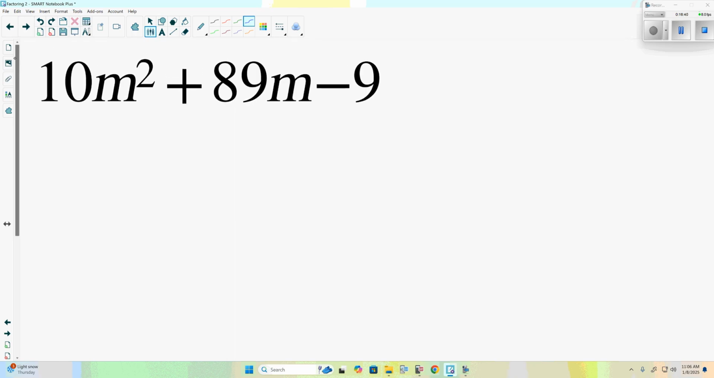I want to look at this one here, because this one is a little bit different than what we've been doing. It is similar. Now, there is no greatest common factor between these three terms. Negative. So since the third term is negative, yes, the signs are going to be opposite. If the third term's positive, then the signs are the same and match the sign of the middle term.